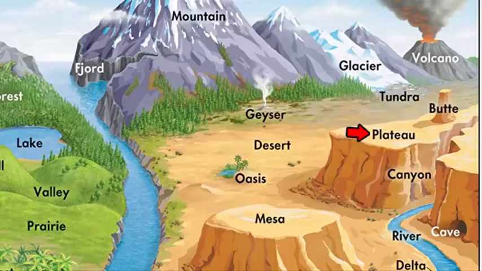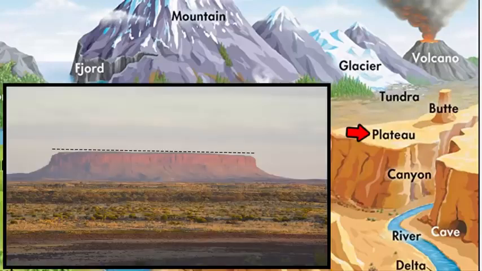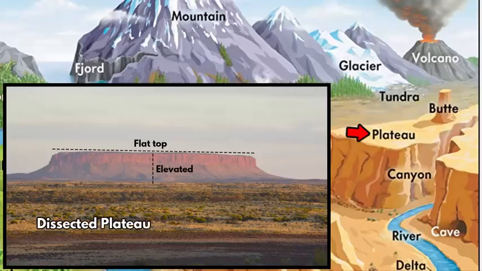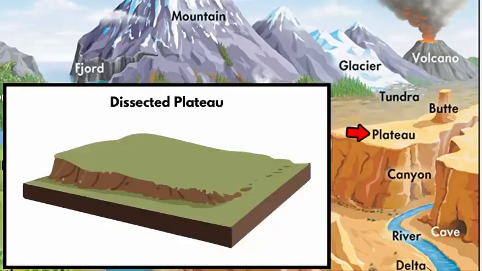The next one is plateau. A plateau is a flat elevated piece of land that is higher than the surrounding land area. There are two kinds of plateau, dissected plateaus and volcanic plateaus. Dissected plateaus look like this. These are formed due to upward movement in the Earth's crust. One side of this plateau will have a slope.